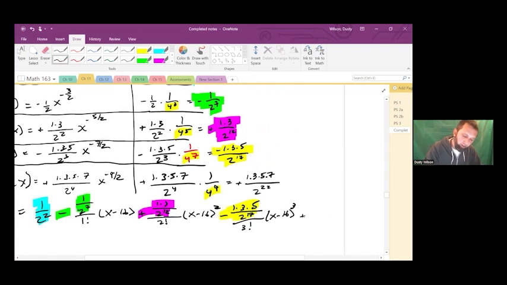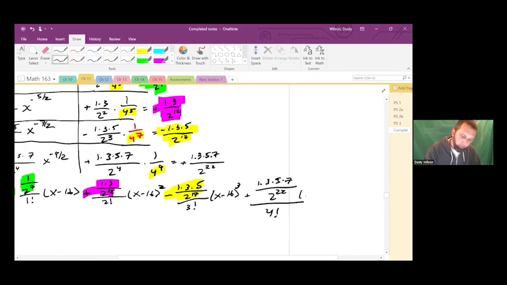So then we go plus 1 times 3 times 5 times 7 over 2 to the 22nd over 4 factorial times x minus 16 to the 4th. Here, the 1 times 3 times 5 times 7 over 2 to the 22nd, that's this part of the coefficient. The 4 factorial, that's also part of the coefficient, comes from the Taylor series formula. And then the x minus 16 to the 4th is from the Taylor series formula.